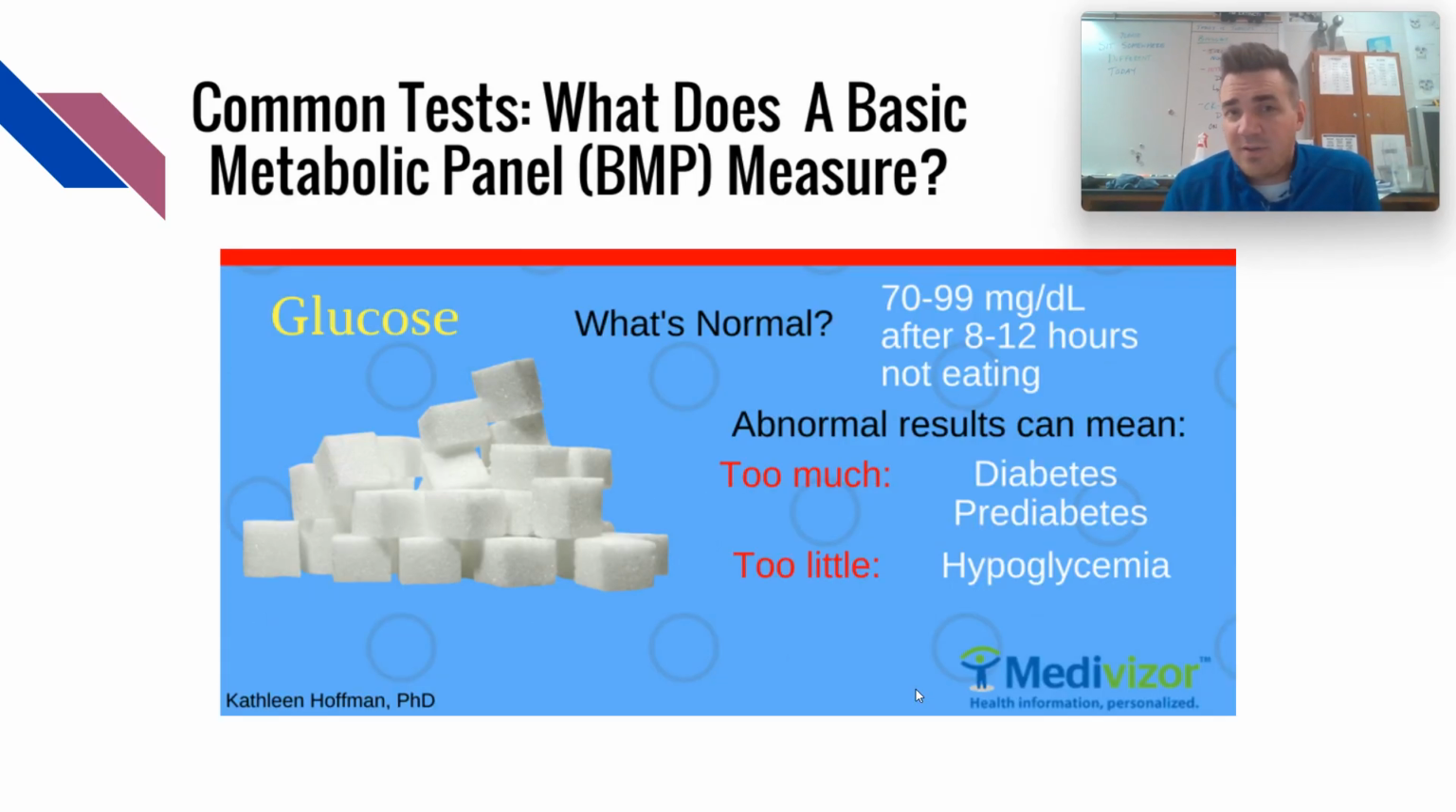Once again, this is the sugar that we find in the blood. It is the main source of energy for the cells. Normal range is between 70 to 99 milligrams per deciliter after 8 to 12 hours of not eating. So that's a fasting amount. Oftentimes if you need to have blood work done, they might ask you to fast and not eat anything prior to having that blood drawn. And if you have too much glucose, that could be diabetes or pre-diabetes, which could indicate that it could develop into diabetes. Too little will be hypoglycemia, basically not enough blood sugar.